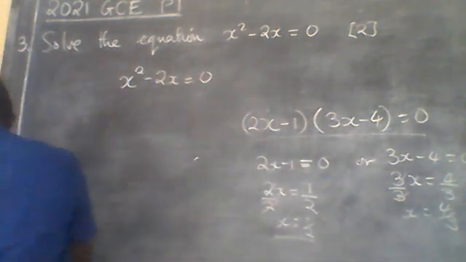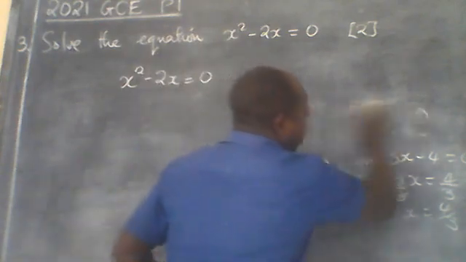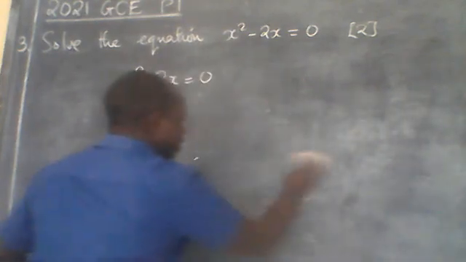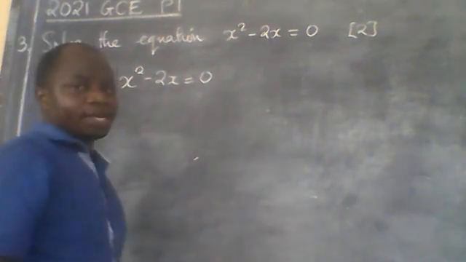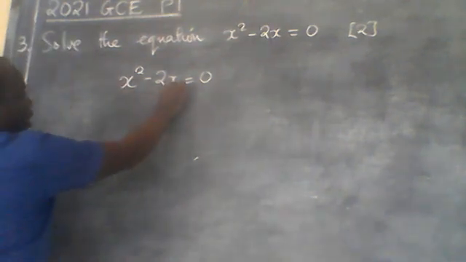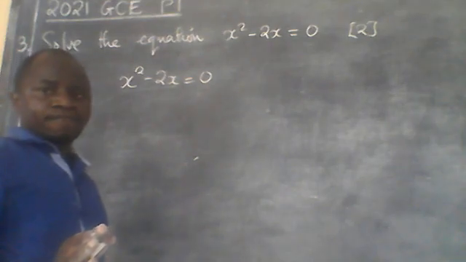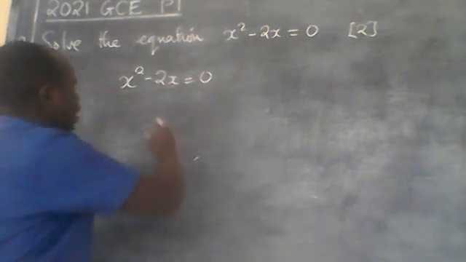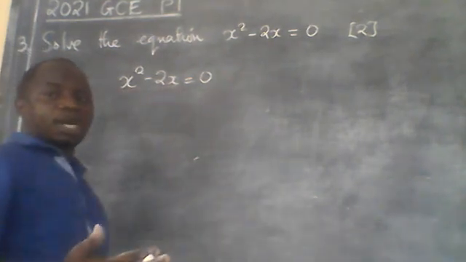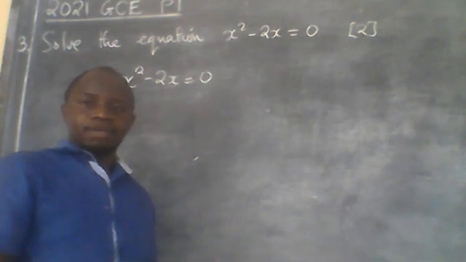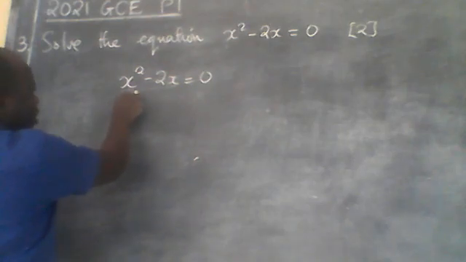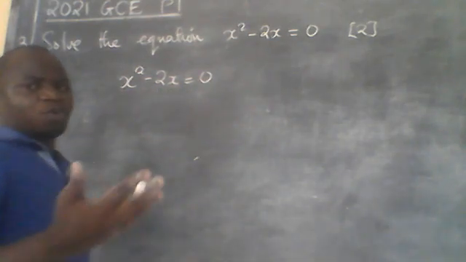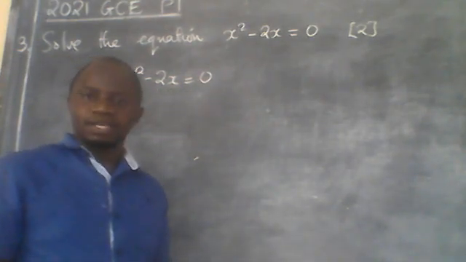Now, let's look at this one that was given. The one that was given here is x squared. We only have 2 terms here, not 3. If we had 3 terms, we could have factorized if it is in paper 1. But in this case, we only have 2 terms, this one and this one. If you have 2 terms, factorize.